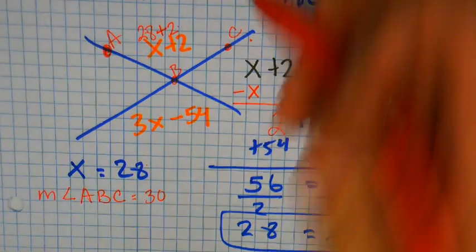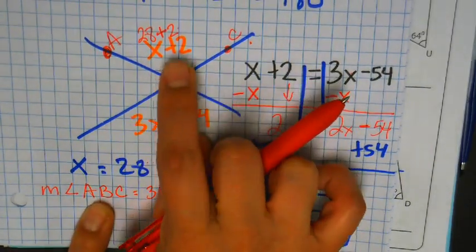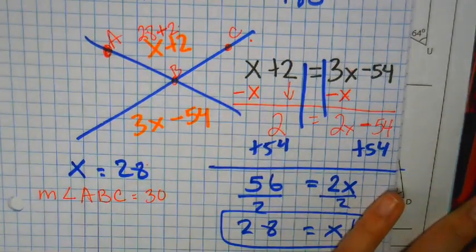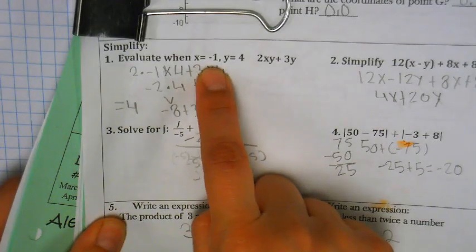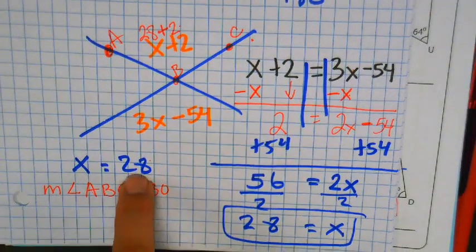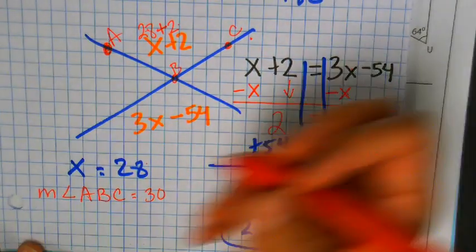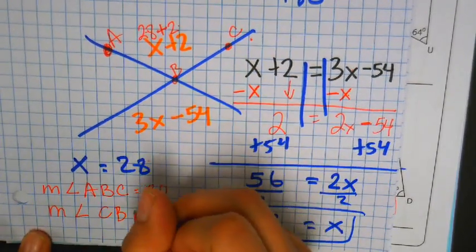Now, this is not advanced. You should be able to plug back in here like you did on your homework. On your homework, you see how when I tell you x equals -1, y equals 4? That's what you're doing here. You're plugging the number back in and seeing what it really equals. All right. What is the measure of angle CBD? We'll call it D.